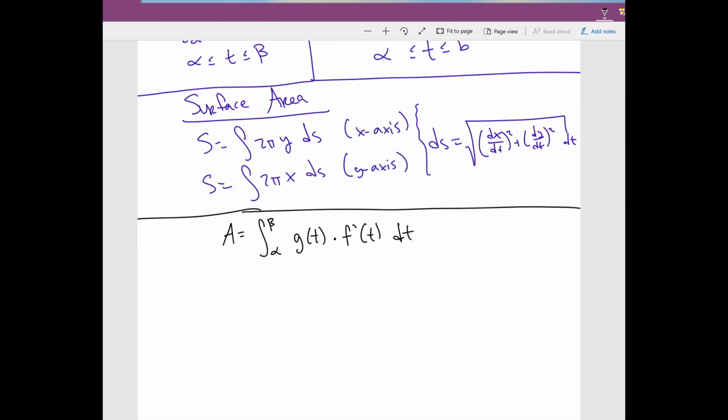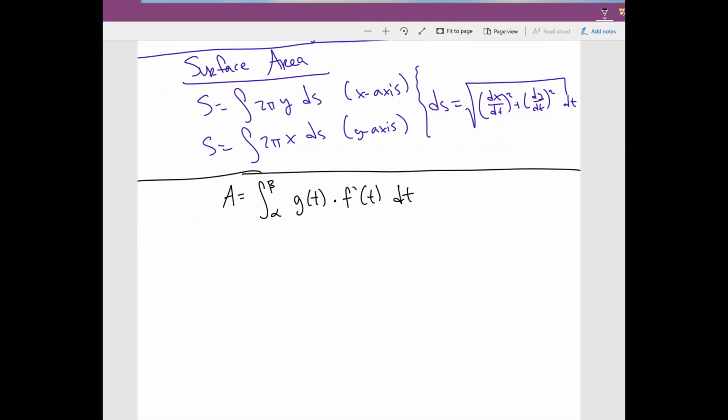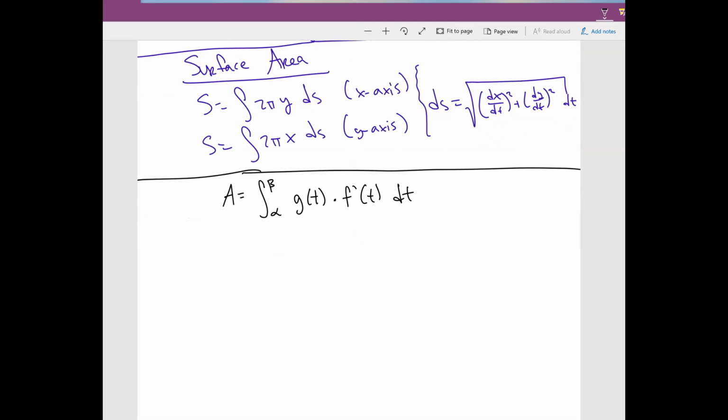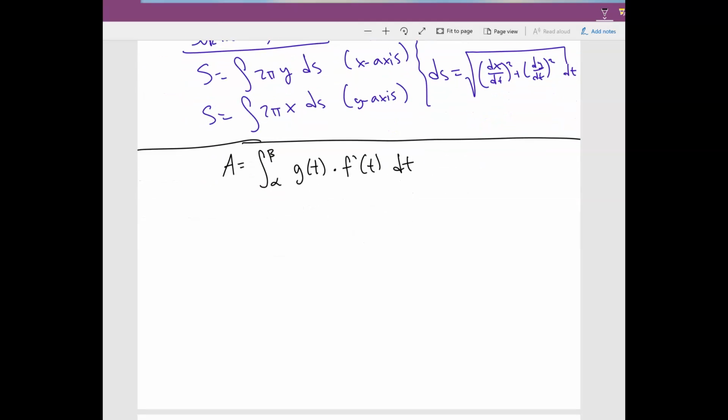Now, the derivation is not that bad. You can skip through this if you want to, but I'll show you where exactly this is coming from. So basically, we know that area is the integral from a to b of f of x dx. Let's just say my y is going to be this function f of x.